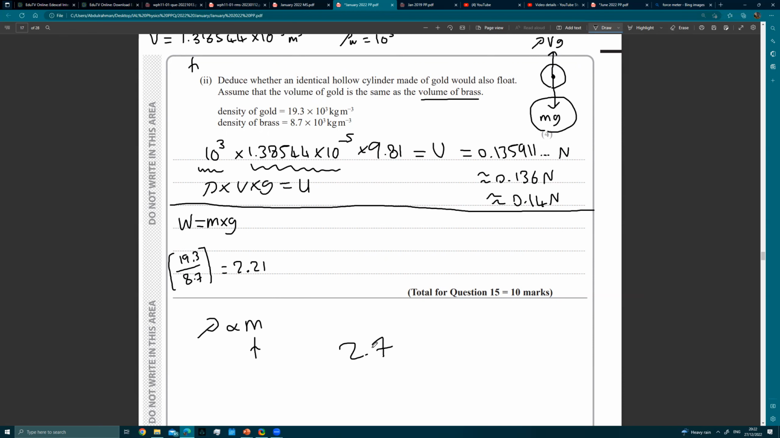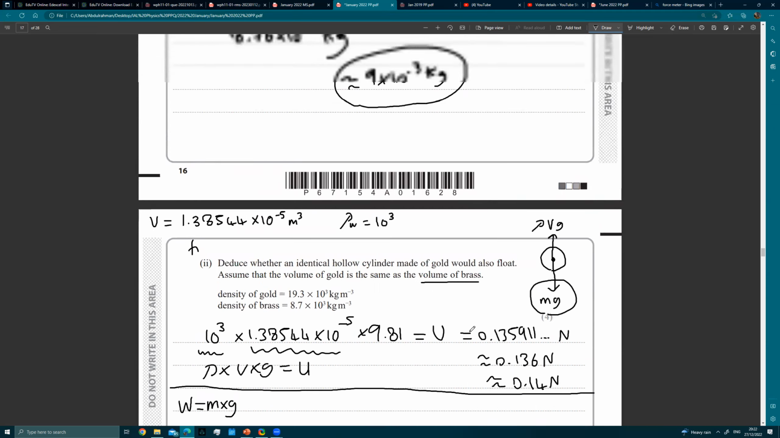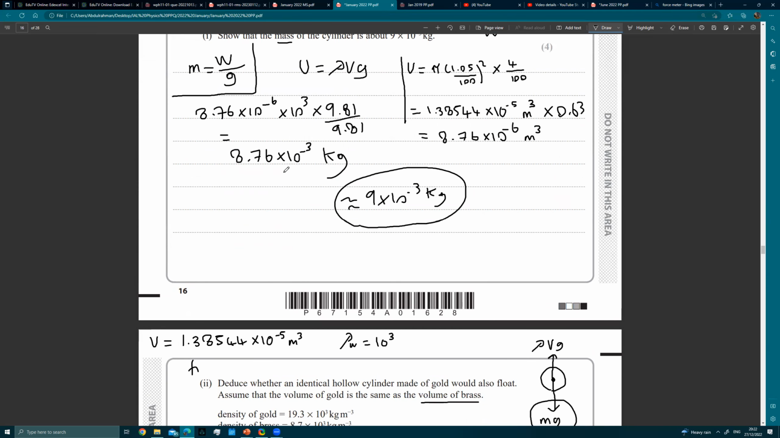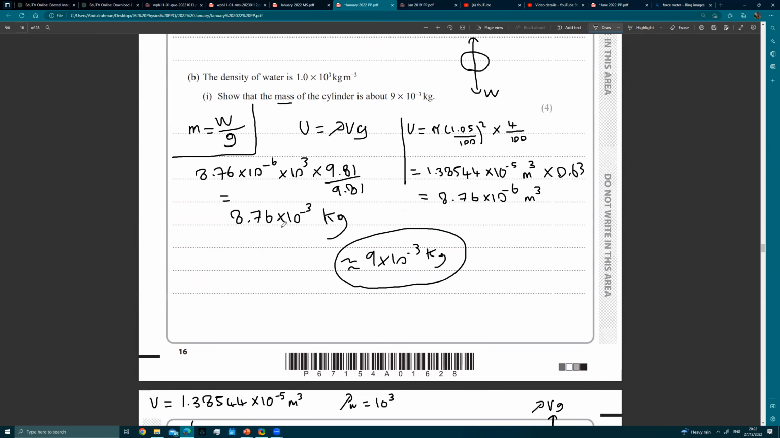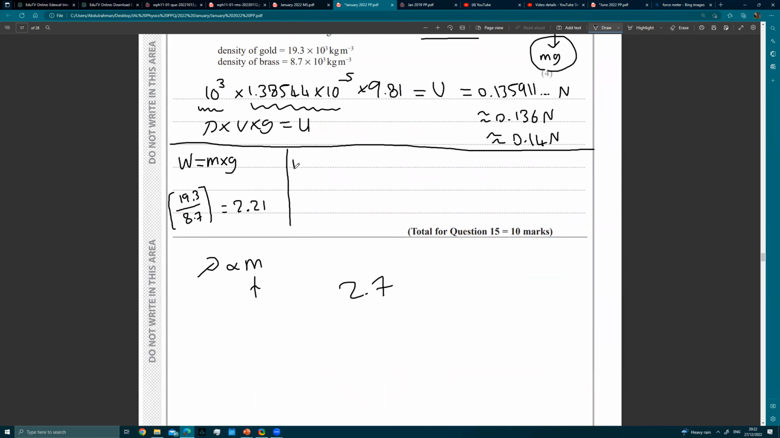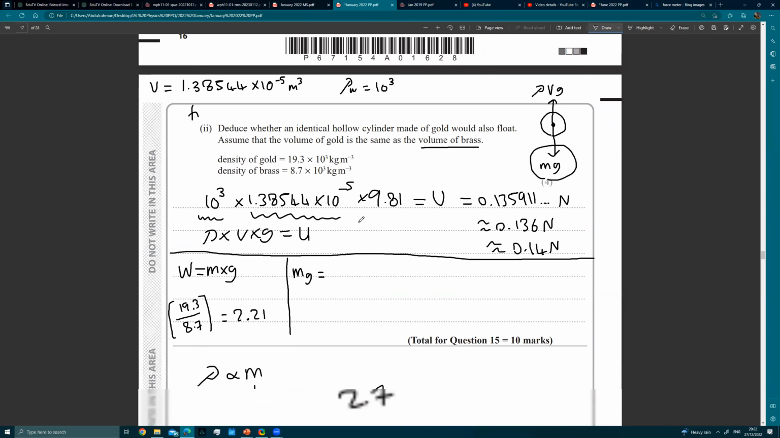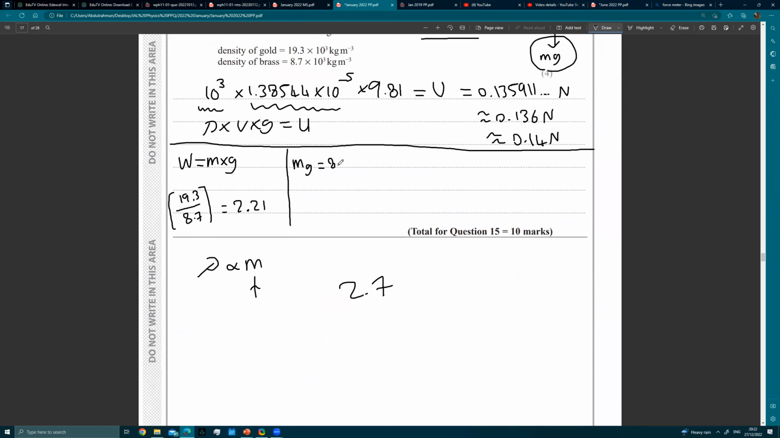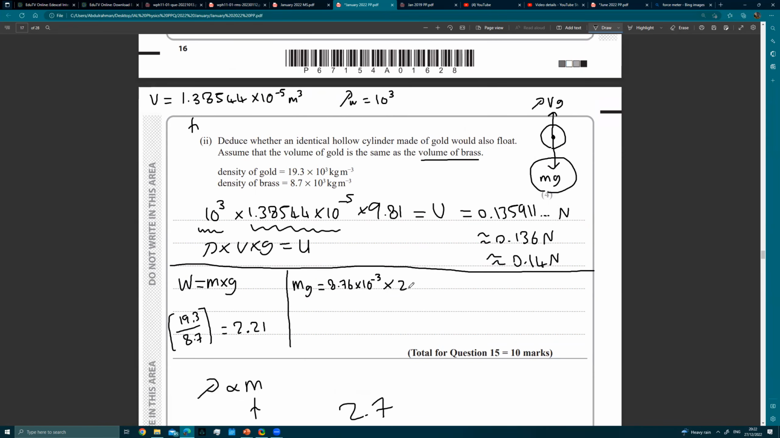It tells you the mass increased by a factor of 2.21. And the mass before, we worked it out. We worked out the mass of the brass. It's 8.76 times 10 to the minus 3, meaning the new mass, the mass of the gold, is going to equal the mass of the brass, which is 8.76 times 10 to the minus 3, multiplied by 2.21. So the density increased by 2.21, therefore the mass must have also increased by 2.21. This is the new mass.